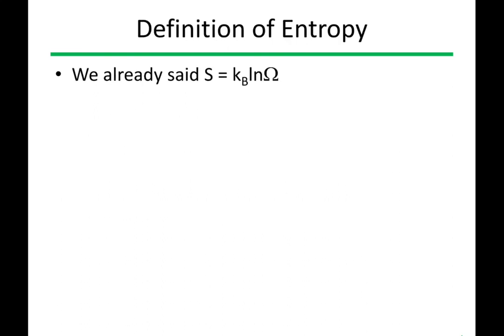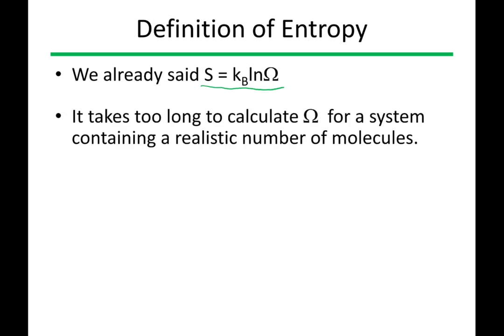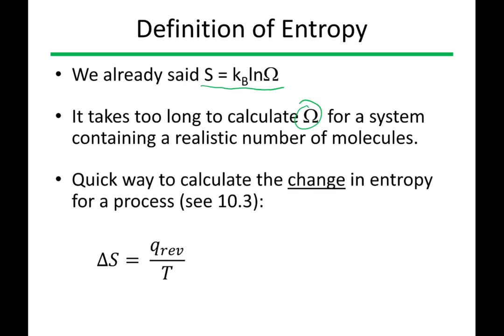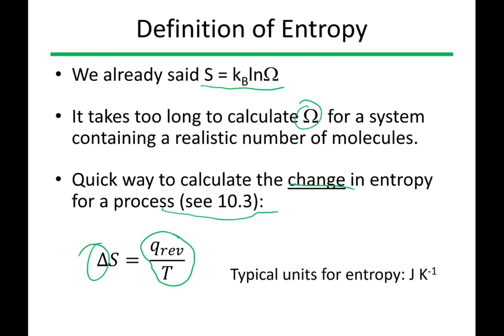We mentioned before that the entropy is a function of the positional probability and Boltzmann's constant. And we also mentioned that this omega can be very huge for something containing a realistic number of molecules, but we can approximate the change in entropy by looking at the heat at a given temperature. We're not going to worry about the derivation of this, but you can look in the textbook if you'd like to see it. So the typical units for entropy are going to be joules per Kelvin.